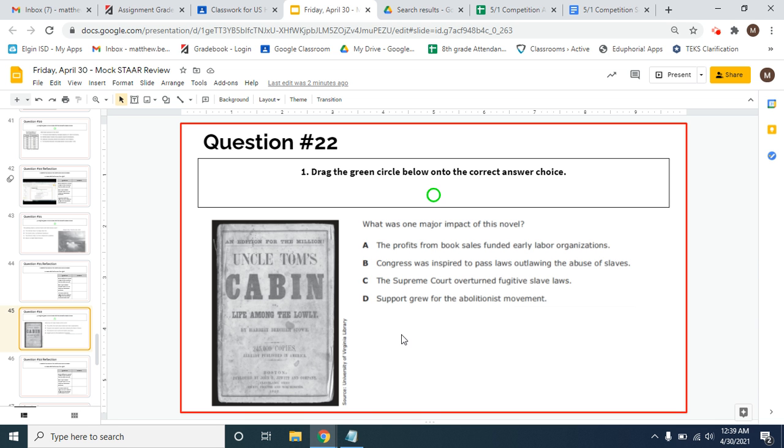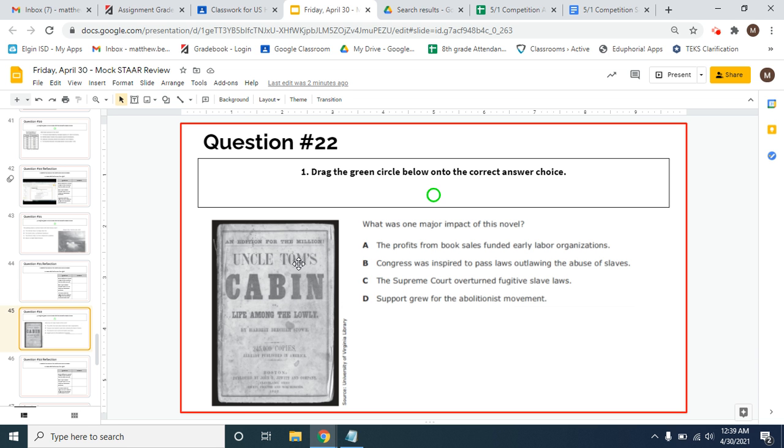All right, this question says, what was one major impact of this novel? And so the novel was Uncle Tom's Cabin. If you can see this, it says by Harriet Beecher Stowe. So if we're looking for an impact, we're looking for an effect of Uncle Tom's Cabin. And the correct answer would be D, that support grew for the abolitionist movement.